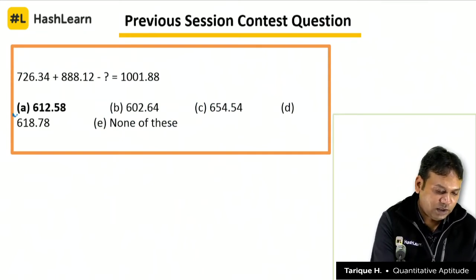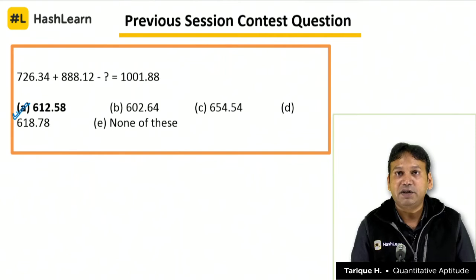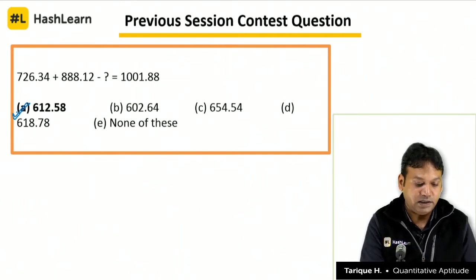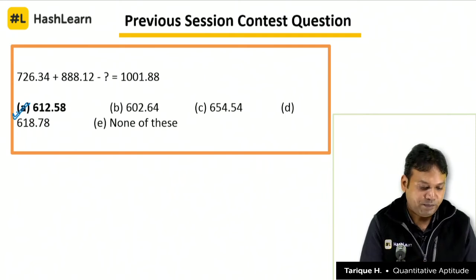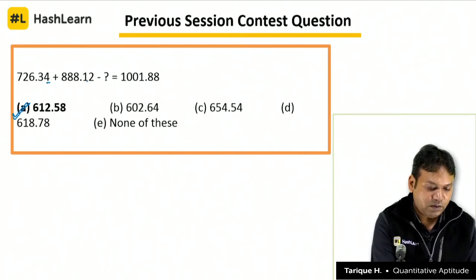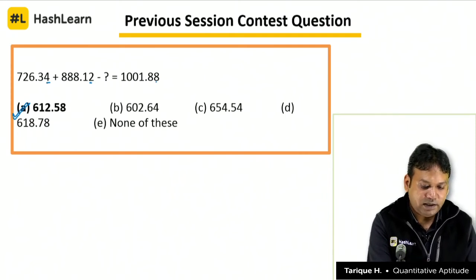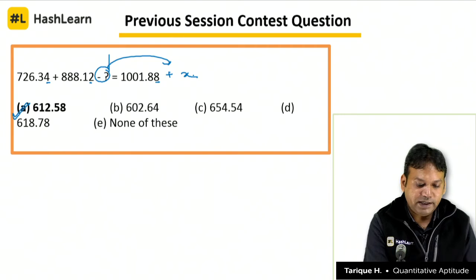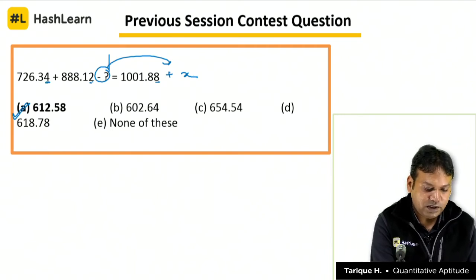Now here the answer for this question is A, and I discussed with you the concept of getting the answer using last digit check and unit digit check. You see here 4 plus 2 is 6 and this is 8 here. So if I take this number on the right hand side, make it plus x, on the right hand side also we need 6 because 4 plus 2 is 6.